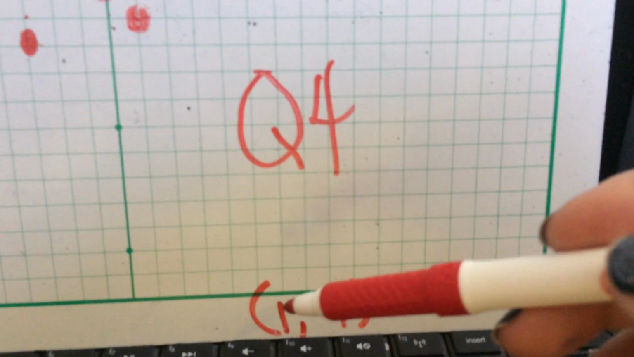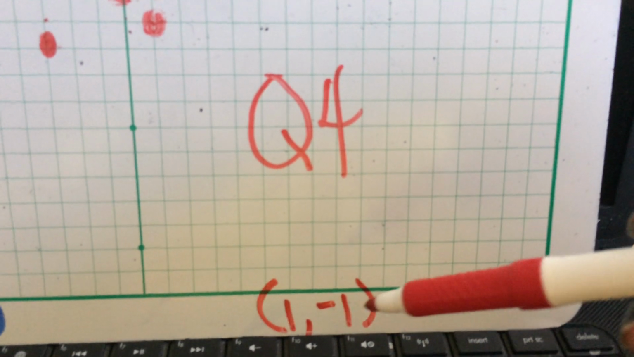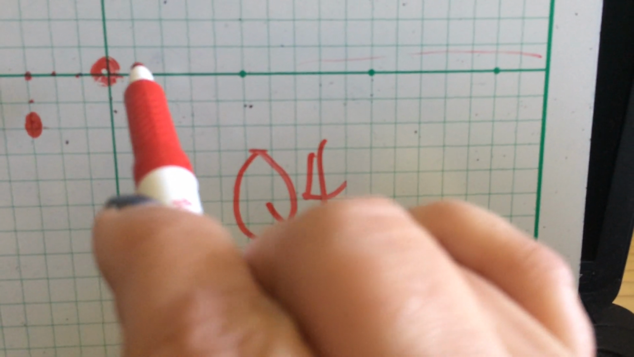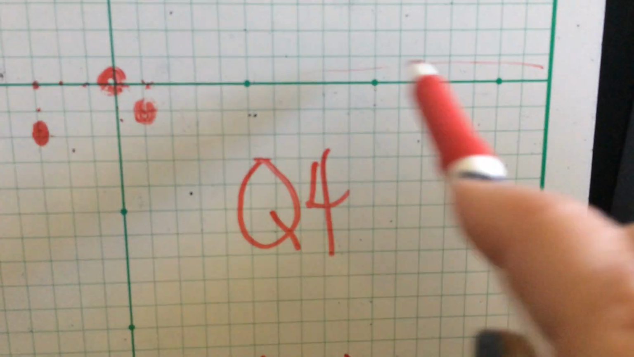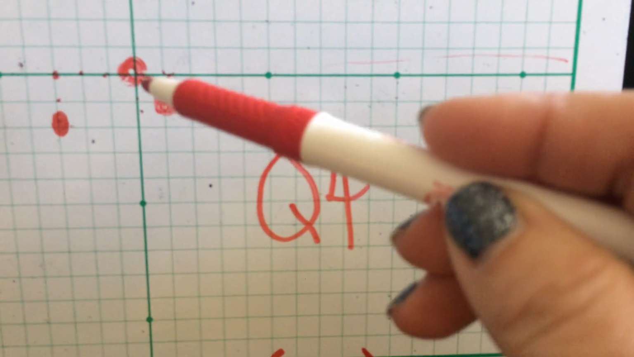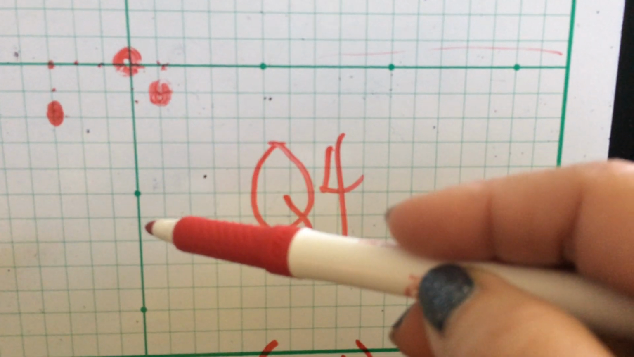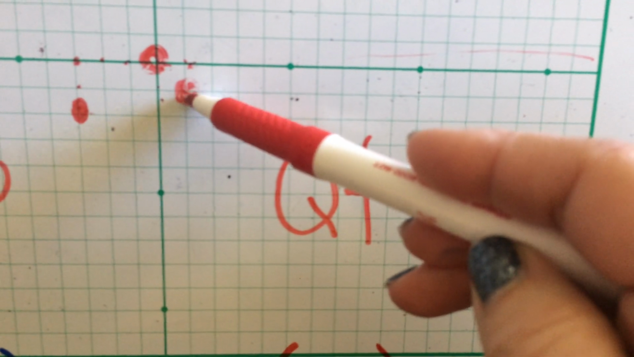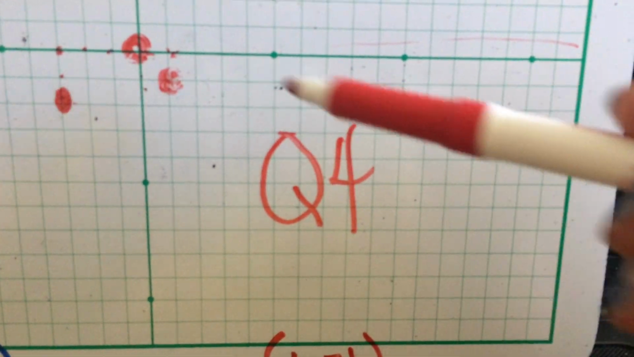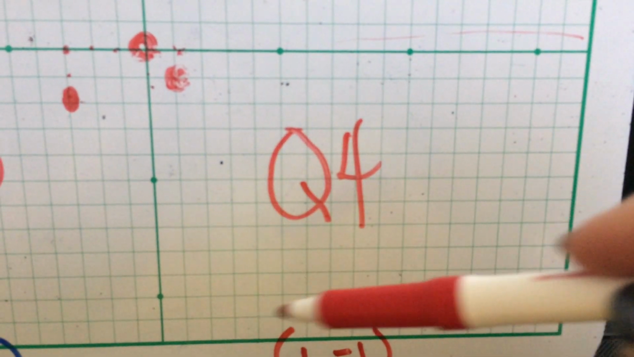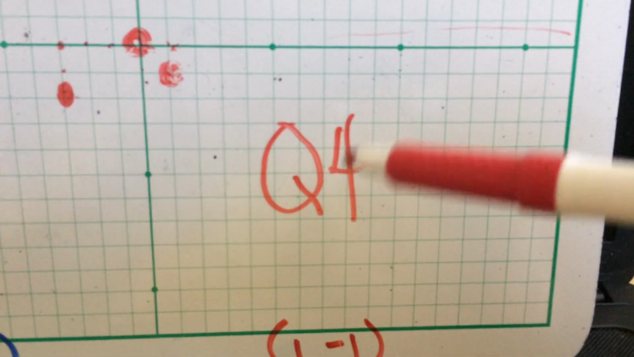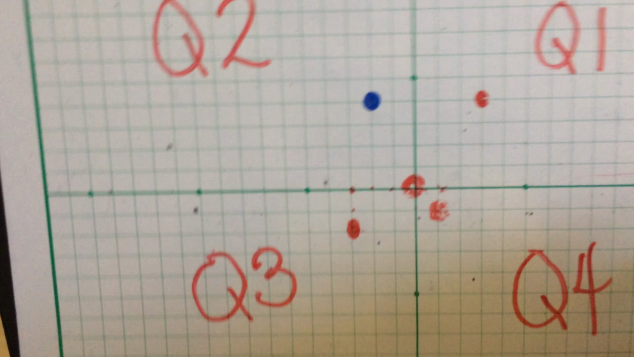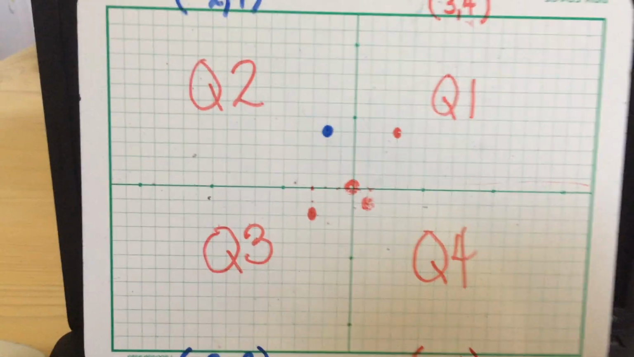And this one has a positive x and a negative y. So your positive x, you would count on this x-axis over on this side, and then on the y-axis you would count downward for a negative. So it would place your coordinate point right there, and it would be in this quadrant, and this quadrant is quadrant 4.